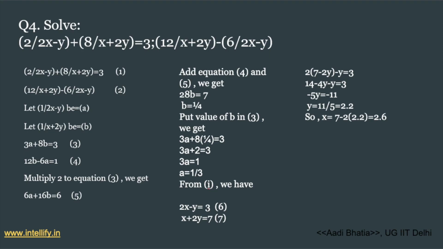From this we have that 2x minus y is equal to 3, which we will take as equation 6, and x plus 2y is equal to 7, which we will take as equation 7. Continuing, 14 minus 4y minus y is equal to 3, and minus 5y is equal to minus 11. y is equal to 11 upon 5, which will eventually equal 2.2. So x is equal to 7 minus 2 into 2.2, which is equal to 2.6.